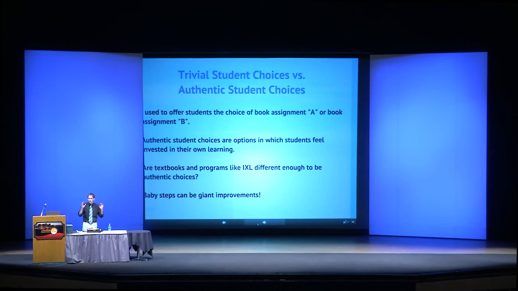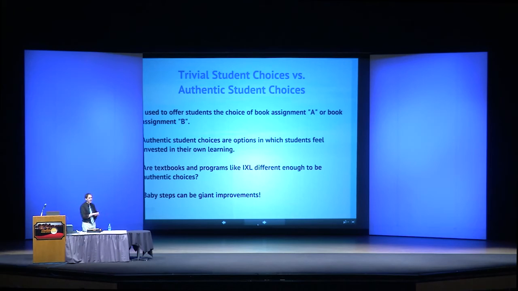Now, if you give students powerful options and they don't feel invested, you still have taken the step forward. It's about the process of choice and then finding the right choices inside of that envelope. And another one is, are textbooks and programs like IXL different enough to be authentic choices? So my second year, I said you can do a book assignment or an IXL, and I thought that was a big step forward. And it kind of is.